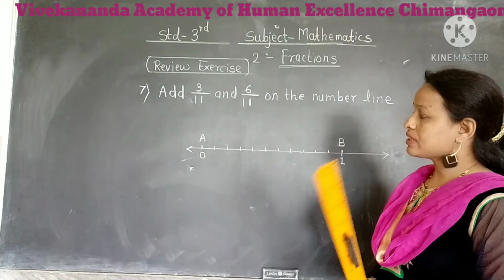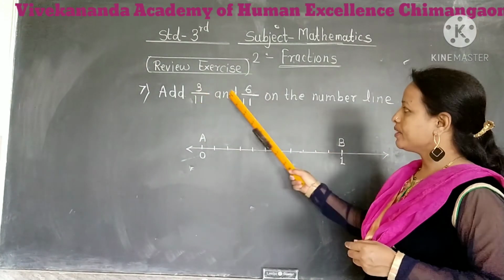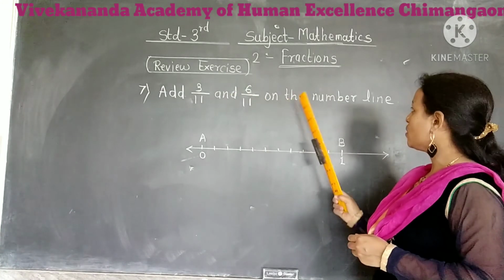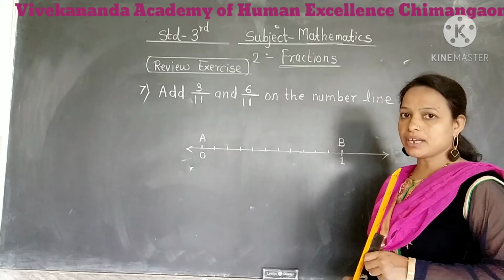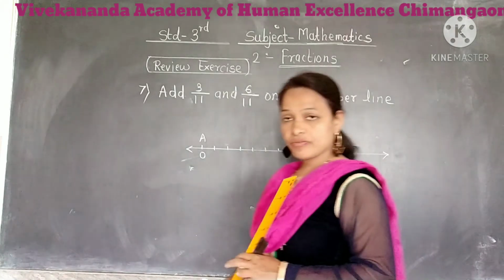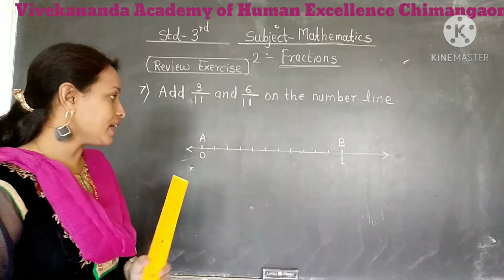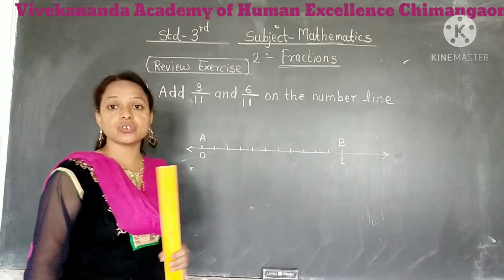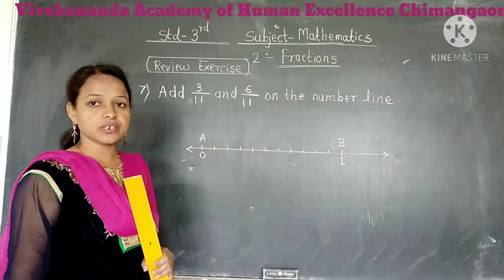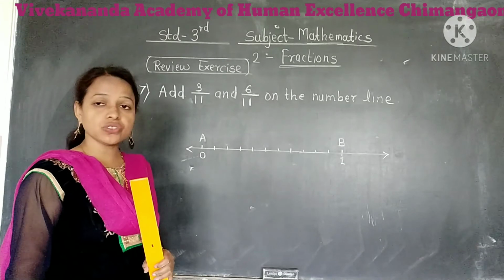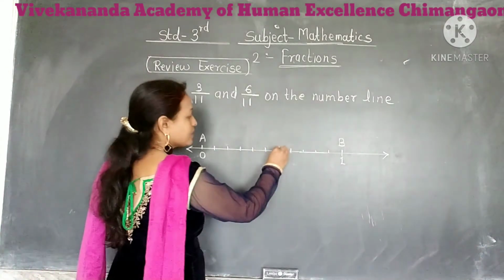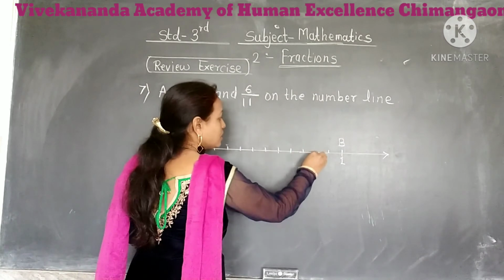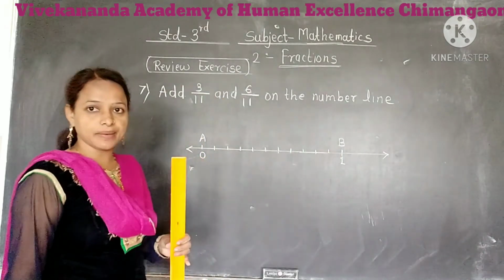Next question. Add 3 upon 11 and 6 upon 11 on the number line. Here we have to add the given fractions on the number line. So here, first draw the number line, which I have drawn here. See student, to add the given fractions on the number line, we have to first draw the number line. So here, I draw a number line.